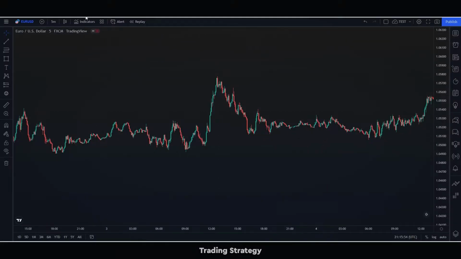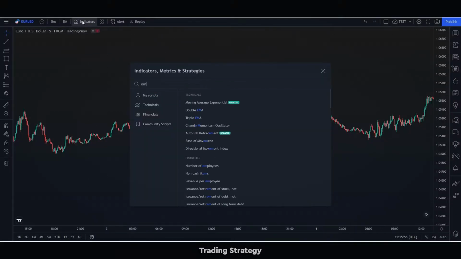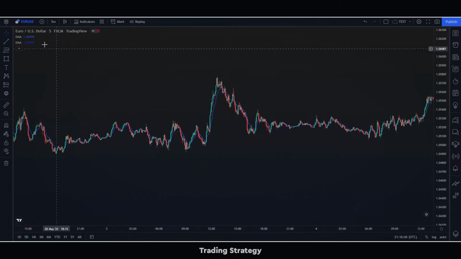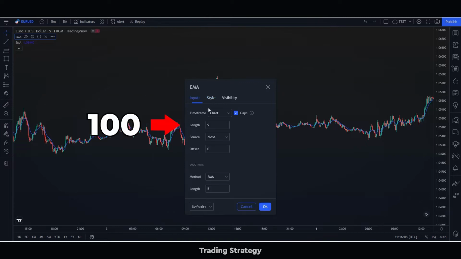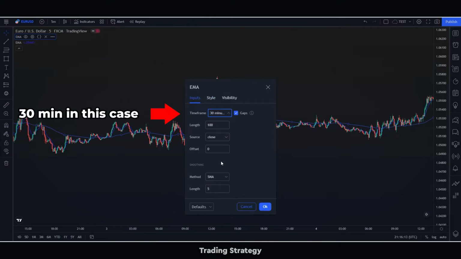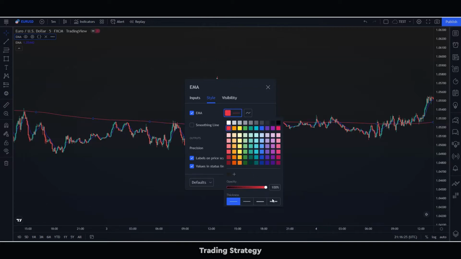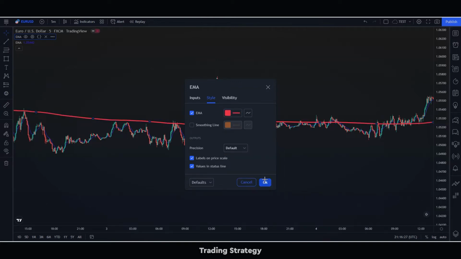The first thing we will have to do is select two EMA, exponential moving average. The first EMA, we are going to put it at 100 periods, but on a chart with a time greater than the one we operate, such as 30 minutes in this case, since I will be operating in 5 minutes. This will cause the EMA to show on the 5-minute chart, but taking the periods from the 30-minute chart. In addition, we will change the color of this EMA to red, and we will increase the thickness.